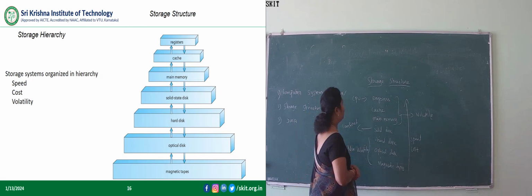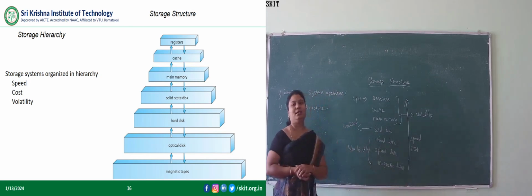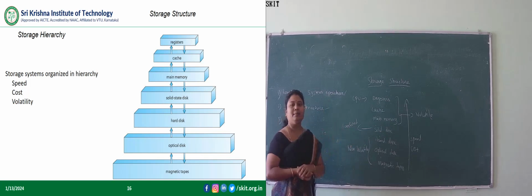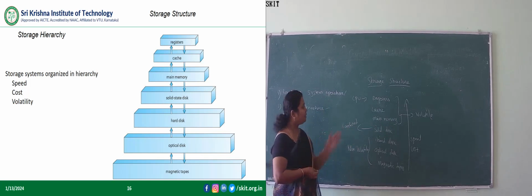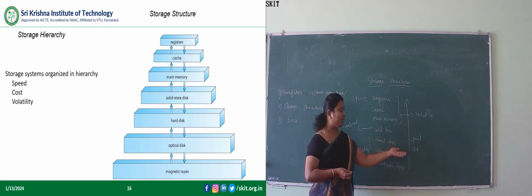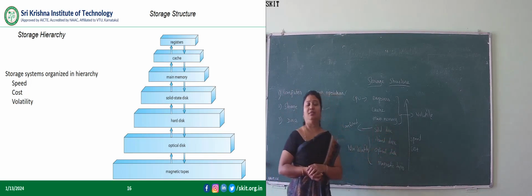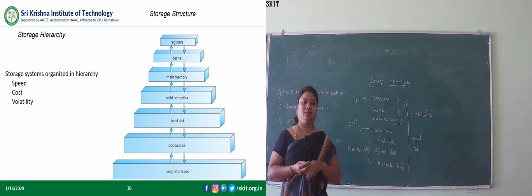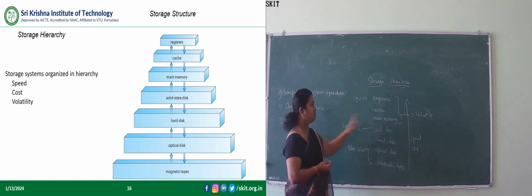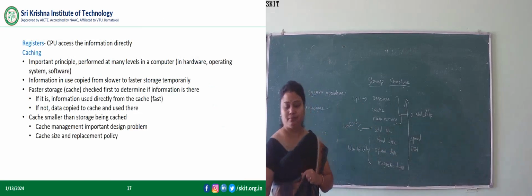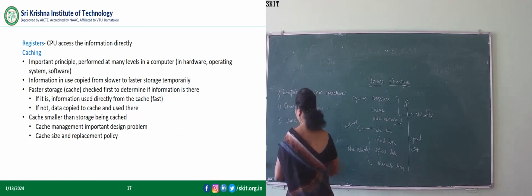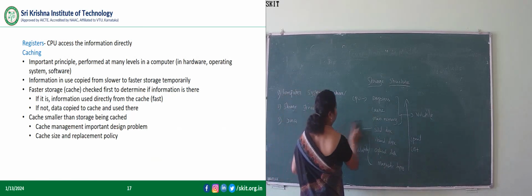So this is the way the storage structure is organized in a hierarchical manner based on three categories: speed, cost and the volatility of the particular device. Okay, we will see each storage device one by one. First we will discuss the registers.